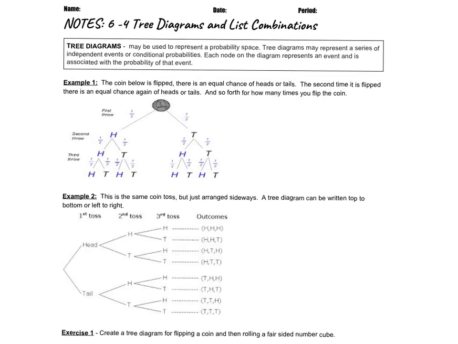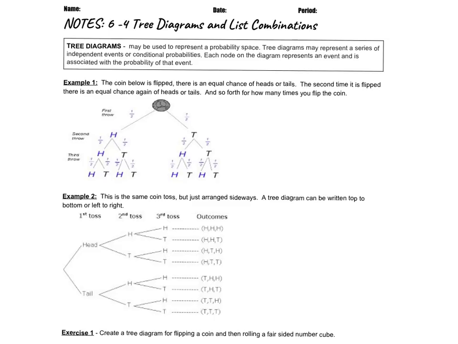Tree diagrams may represent a series of independent events or conditional probabilities. Each node of the diagram represents an event and is associated with the probability of that event. So, for example, look at the first one. The coin below is flipped. There is an equal chance of heads or tails. The second time it's flipped, there's an equal chance of heads or tails, and so forth, for as many times as you flip the coin.